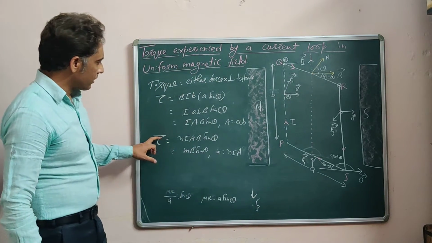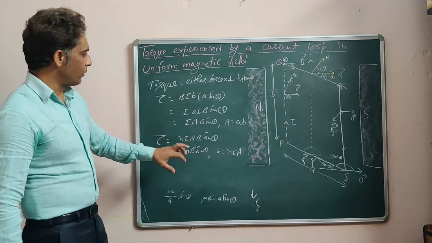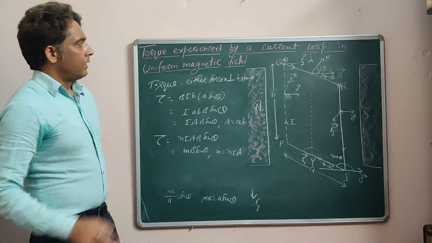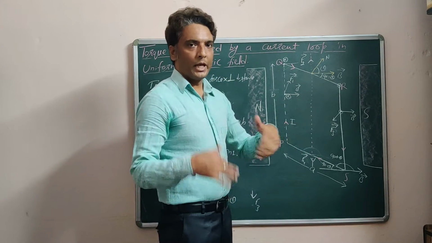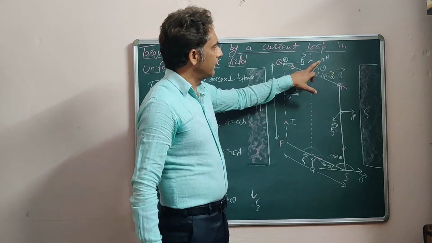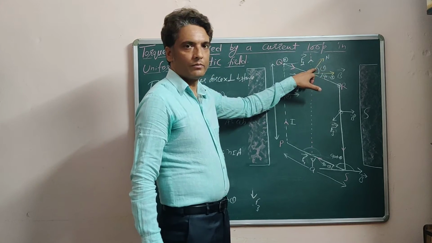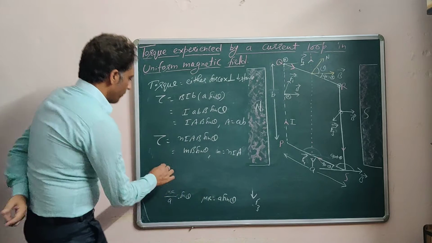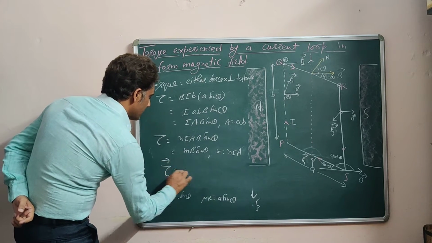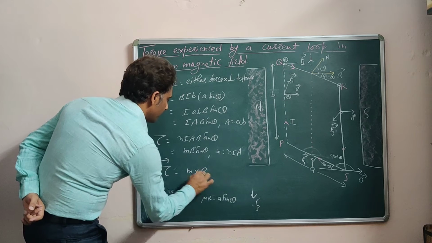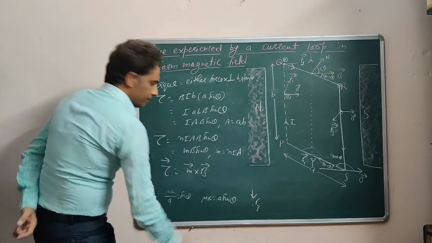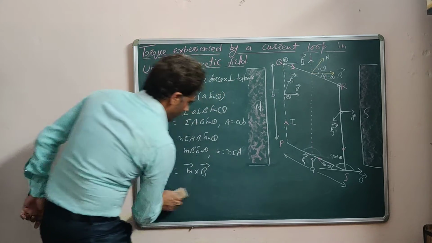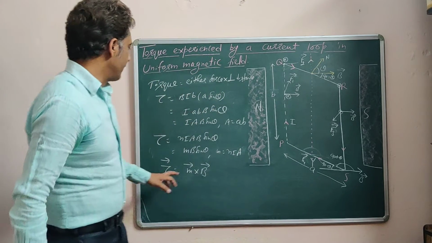So torque in terms of magnetic dipole moment is equal to M B sin theta, where theta is the angle between the magnetic field and the direction of magnetic dipole moment, which is the same as the direction of the normal to the plane of the coil. So in vector form we can write this torque as M cross B. So this is the torque in vector form.